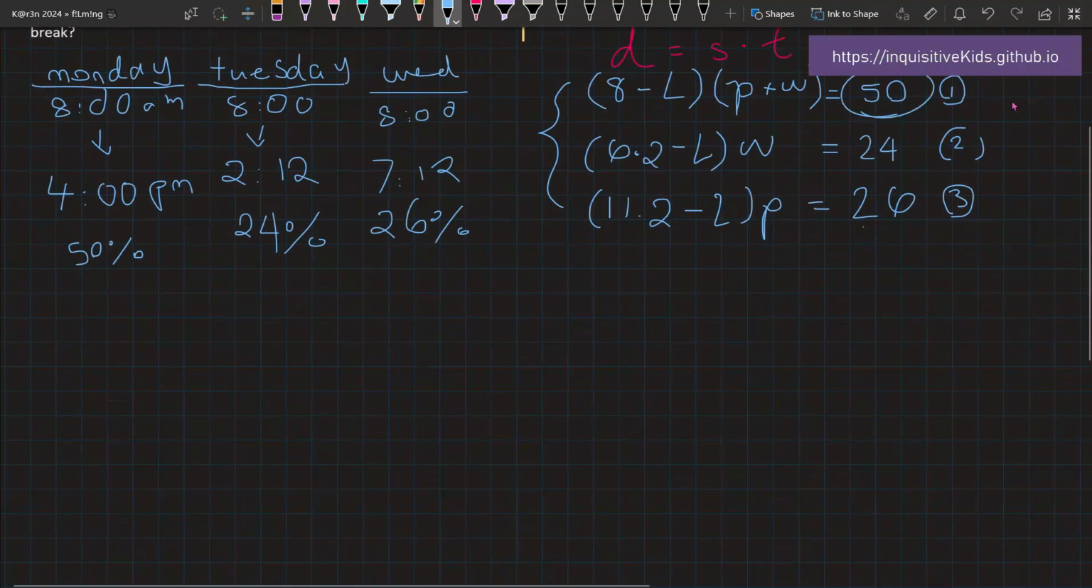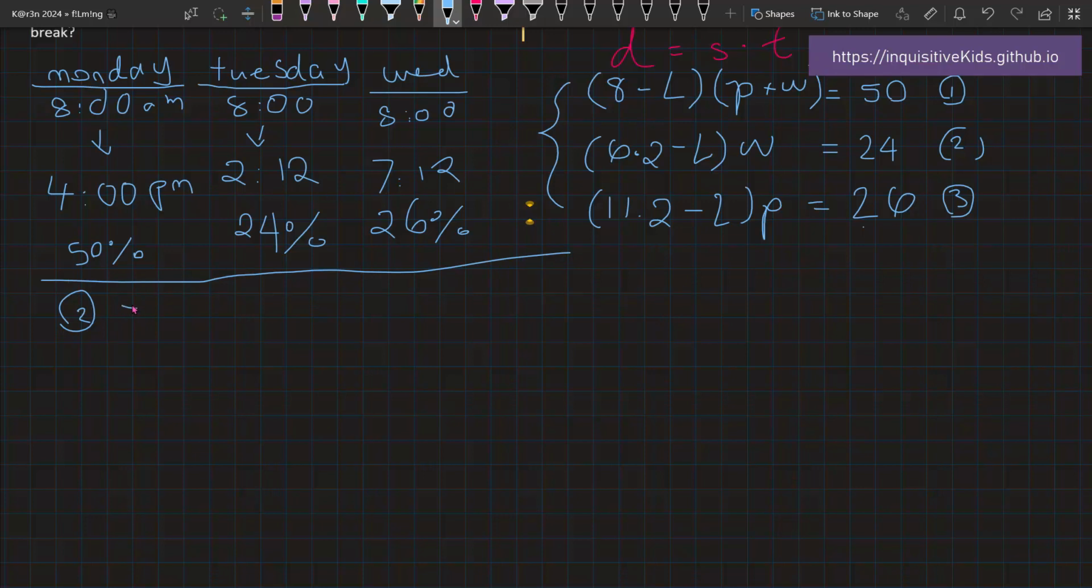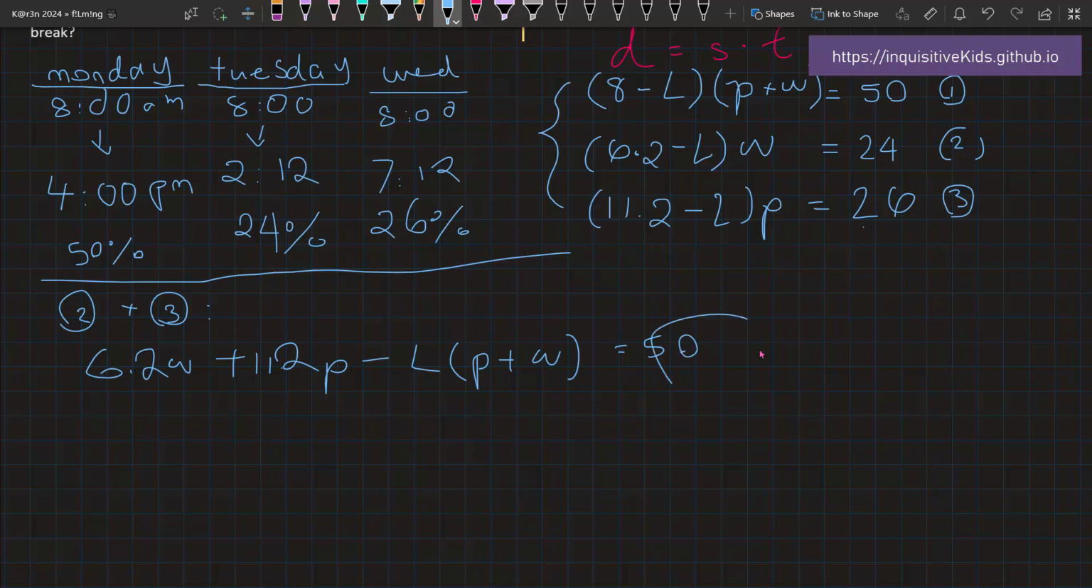Here we see that the sum in the first equation is 50, and that would be the same if we added 24 and 26 together. In order to have as many equivalent relationships as possible, let's add equations 2 and 3, and we have 6.2W plus 11.2P minus L times (P plus W) is equal to 50. Now, in order to cancel out this 50, we can subtract the first equation from this. That'll give us negative 1.8W plus 3.2P is equal to 0. Therefore, the equivalent relationship we get from this after simplifying is that W, the rate of the two workers combined, is equal to 16/9 times the rate that Paula works at.